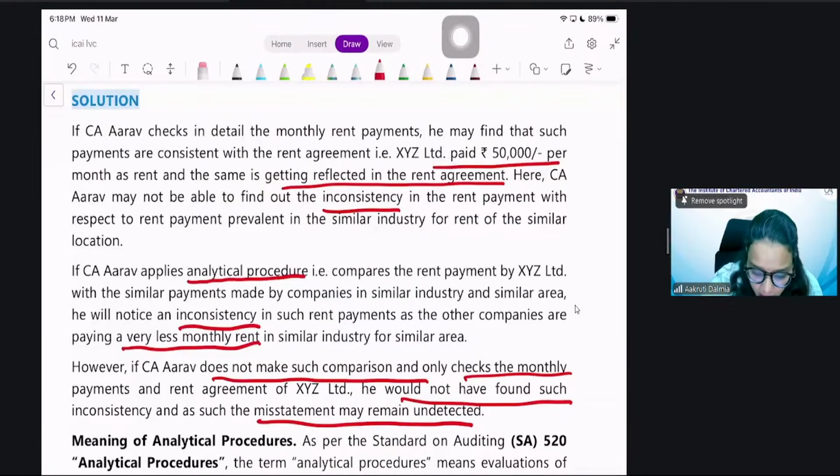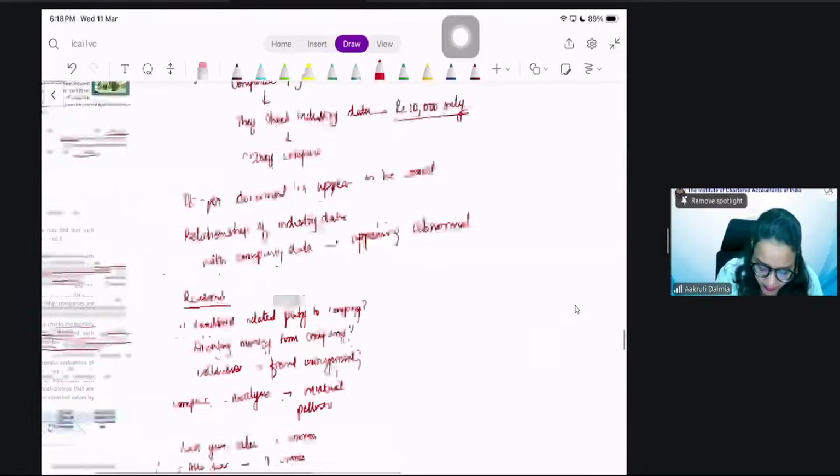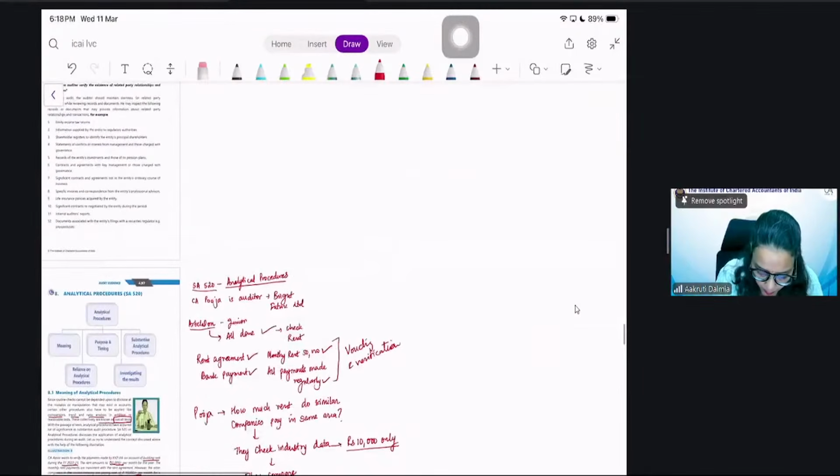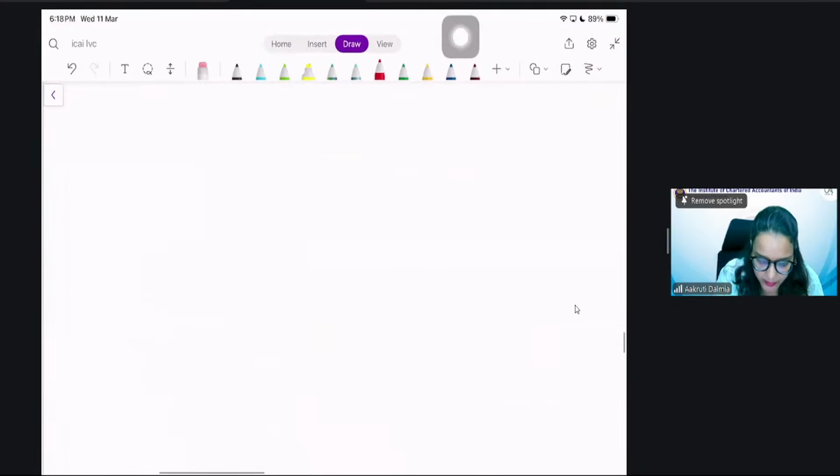Okay. So now your definition will come. Let's see how to learn and memorize this definition. This definition is quite important. I'm telling you now itself. This definition is quite important. Pay attention, everyone.